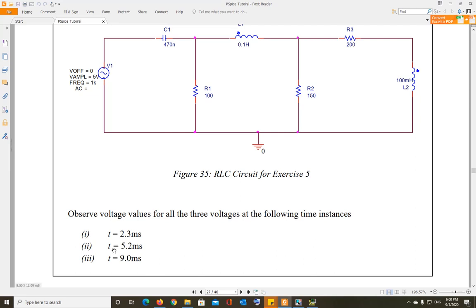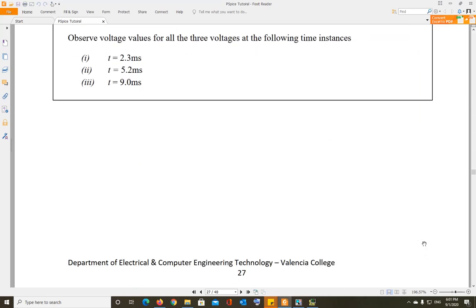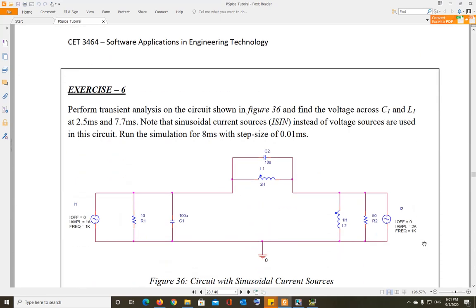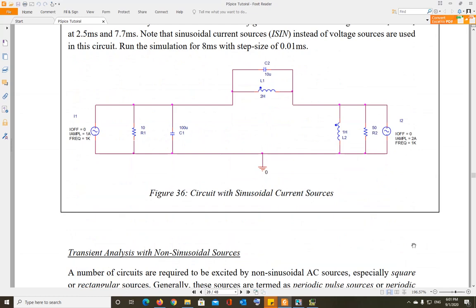And then use the cursor at 5.2 milliseconds, put it in that table, and then 9.0 milliseconds, put it in the table. Since you have 2 cursors, you can measure 2 values at the same time, 2.3 and 5.2. Observe those values, put them in the table, and then move one of the cursors to 9.0 milliseconds, observe all 3 voltages, and put them in the table in the Microsoft Word file. Exercise 6 is similar.